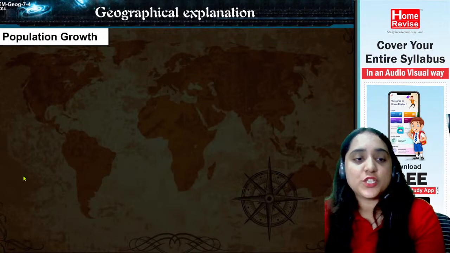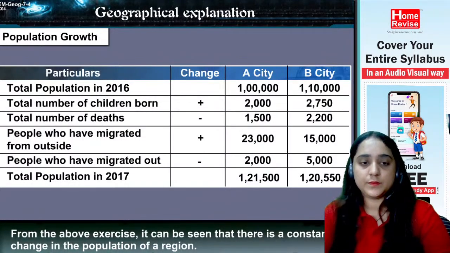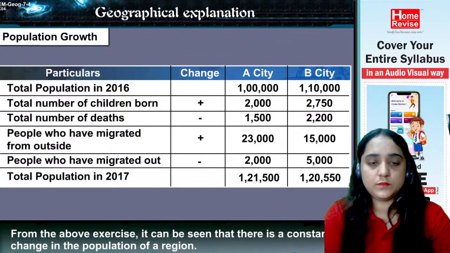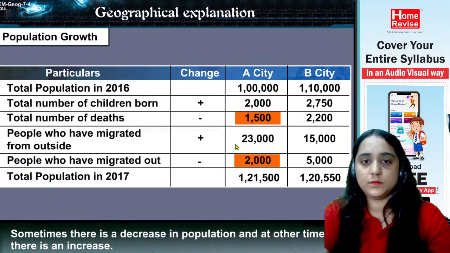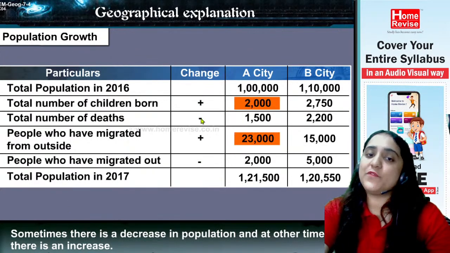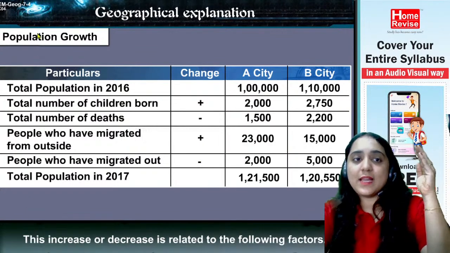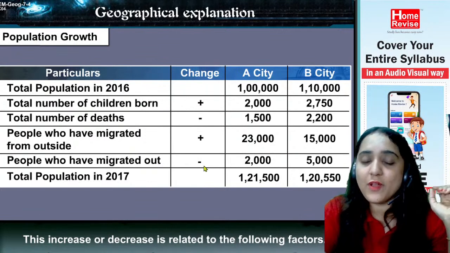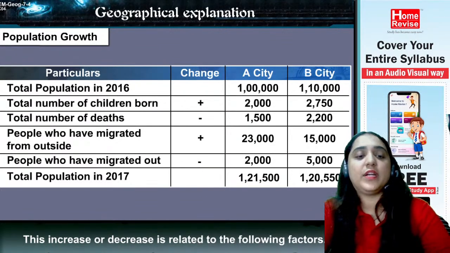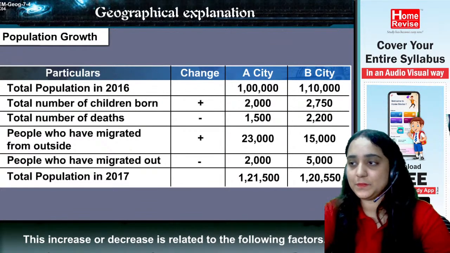Okay, so let's see what is population growth. From the above exercise, it can be seen that there is constant change in the population of a region. Sometimes there is a decrease in population, where we were subtracting, other times there is an increase, where we were adding. So as we are studying about growth, we will concentrate on the addition part. This increase or decrease is related to the following factors. So let's see what the factors are.